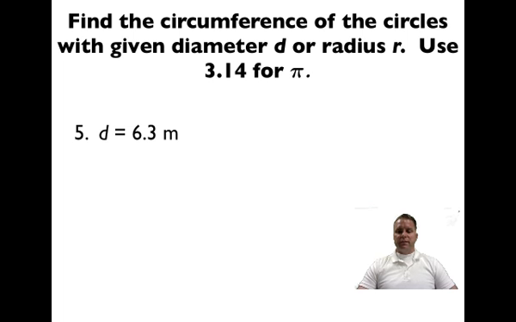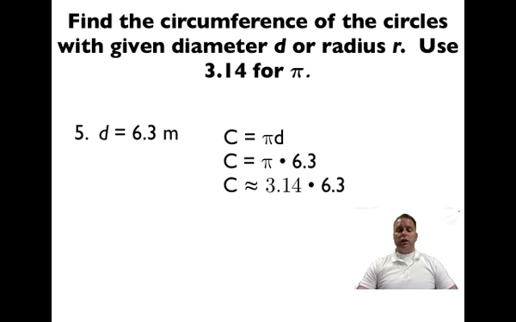Would you try number 5? Pause the video, come back when you're ready. Okay, c is equal to pi times d. They gave us d, so we're going to do 3.14 times 6.3. Using our calculator, that'll give us c is approximately 19.782 meters.